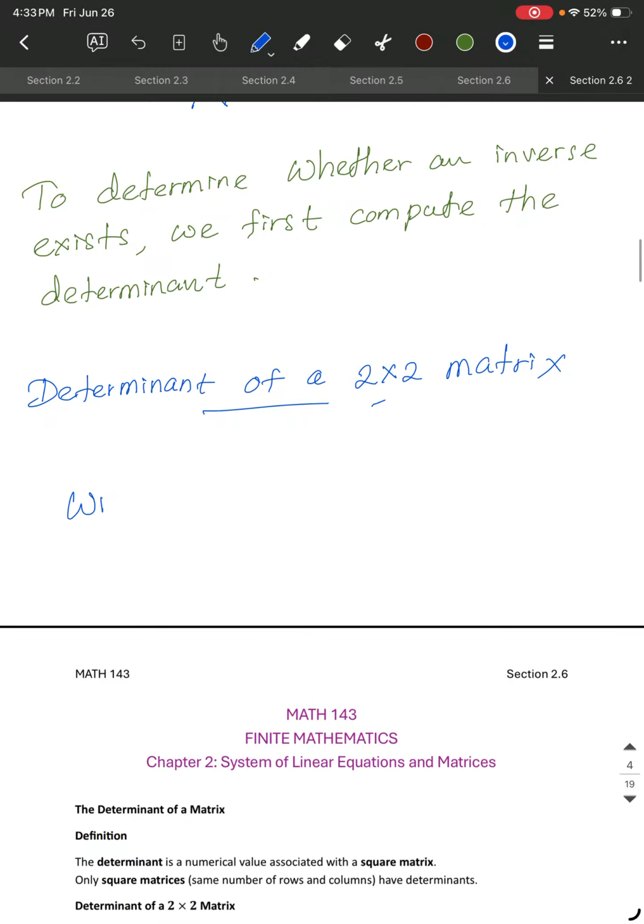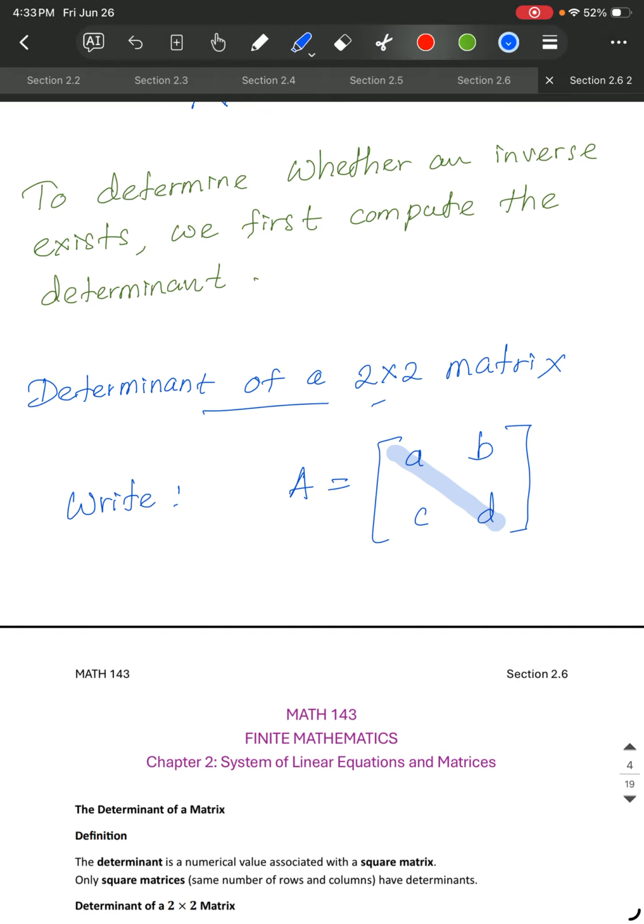Okay, let's write. The matrix A is a 2 by 2 matrix, A, B, C, D. The determinant is calculated by multiplying along the main diagonal and subtracting the product of the other diagonal.